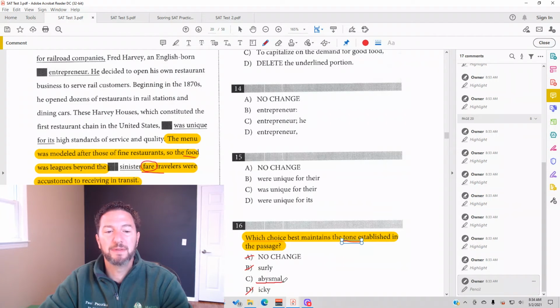So what's the correct answer here? It's C, abysmal. The menu was modeled after those fine restaurants, so the food was leagues beyond the abysmal food travelers were accustomed to receiving in transit. What's abysmal mean? Well, an abyss is a bottomless pit. In language, anything that means low is bad. Nadir, for example, is another word that maybe you don't see so much, but it means low, or if something's of low quality, that's bad.